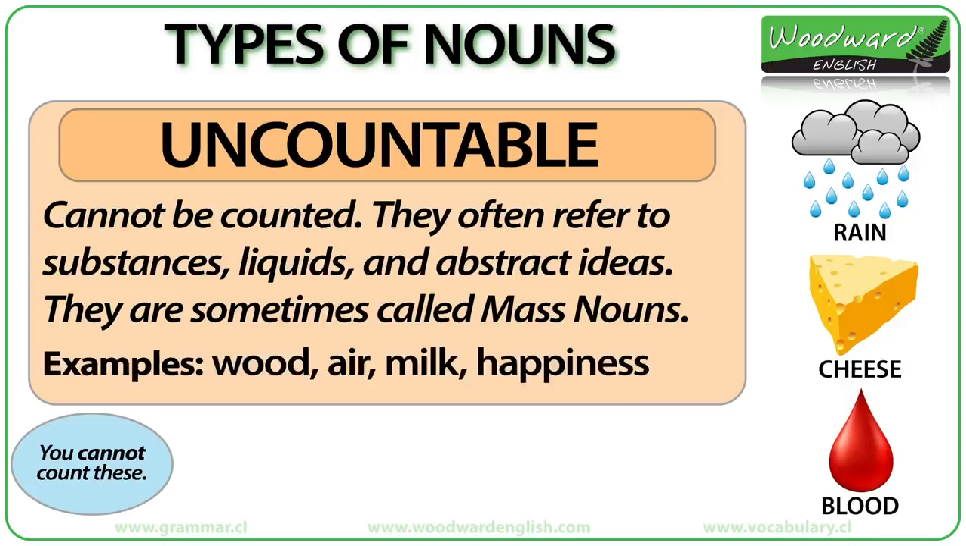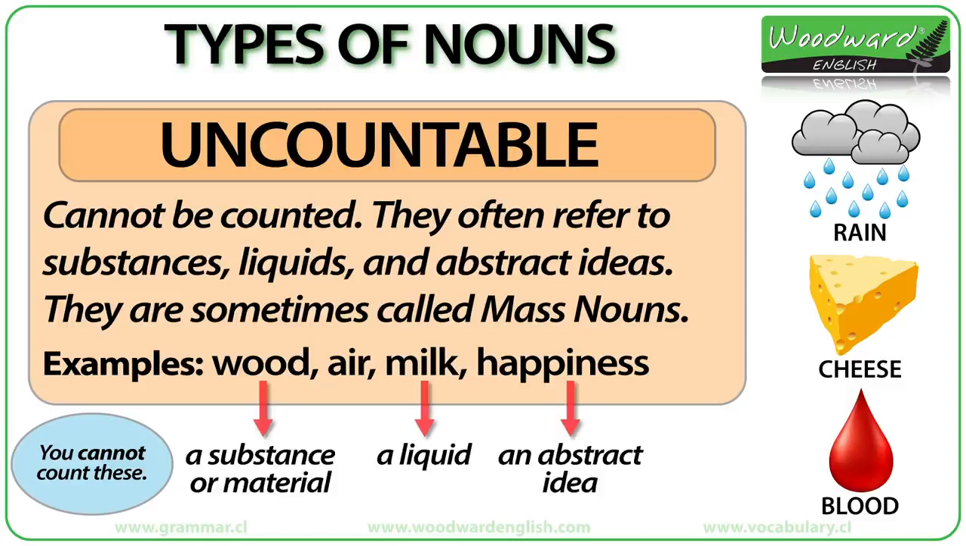Some examples of uncountable nouns are wood, air, milk, and happiness. You cannot count these. Wood is a substance or material, milk is a liquid, happiness is an abstract idea. See our video about the difference between countable nouns and uncountable nouns for more details and examples.